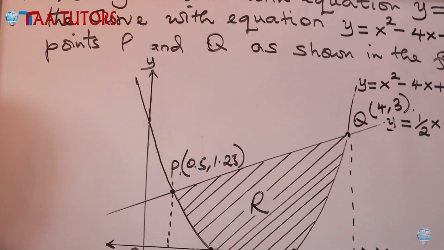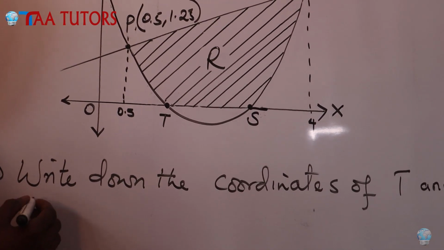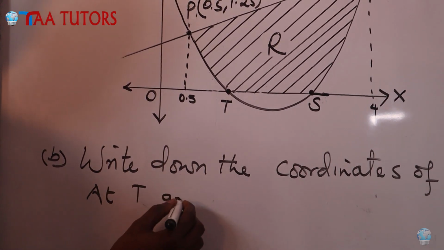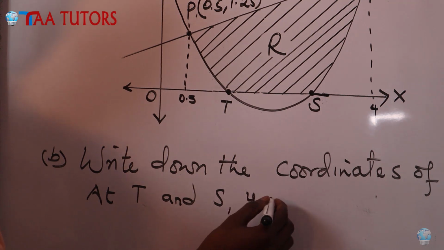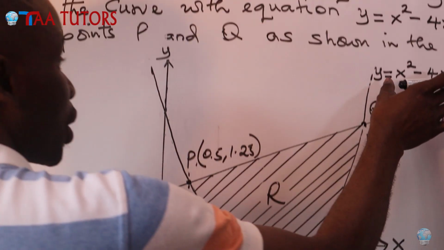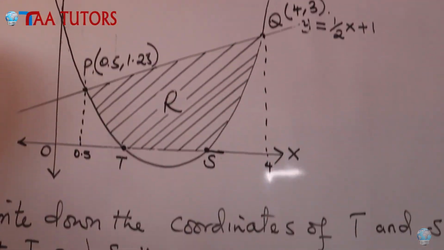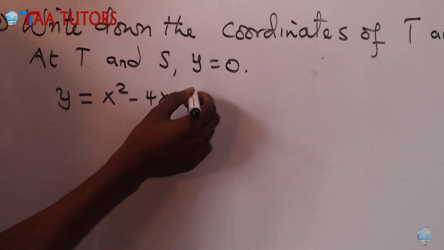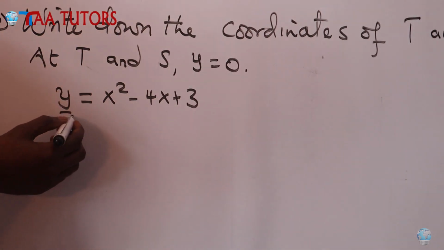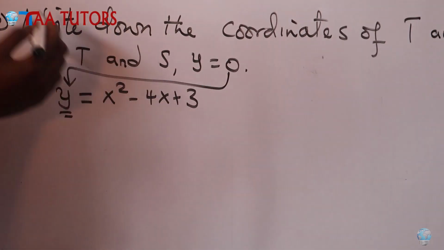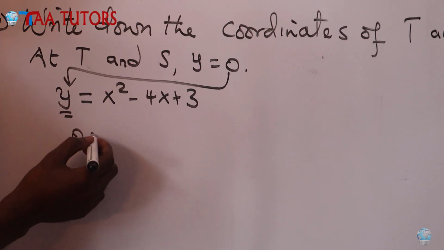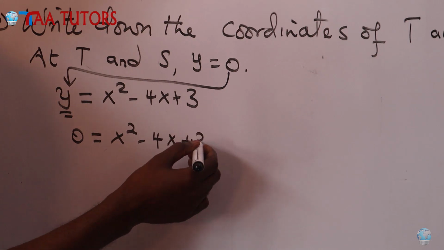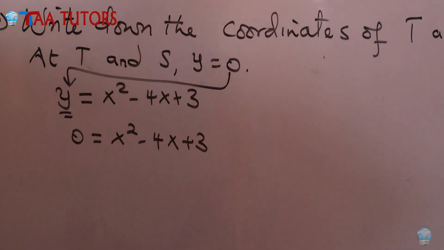So T and S are the x-intercepts, meaning that at T and S, y equals 0. So what I'm going to do is take the curve y equals x squared minus 4x plus 3, but where y is, I'll bring in the 0. So I'll say 0 equals x squared minus 4x plus 3. Now product and sum.